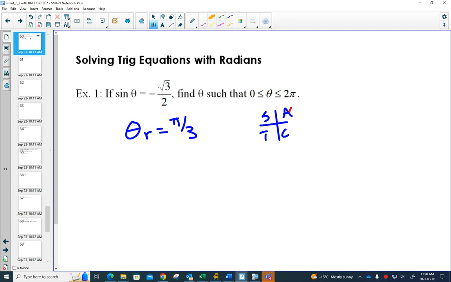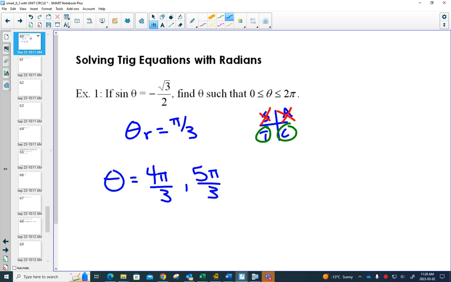CAST rule works exactly the same as before. Sine is negative, so it can't be in quadrant 1 or quadrant 2. It has to be in quadrant 3 and quadrant 4. Then writing your answer, again going to your pi plate, what's your pi over 3 family in quadrant 3? What's your pi over 3 family in quadrant 4? And we're done. It's a lot quicker than what we had before, where we'd have to draw all the triangles, figure out our reference angle, and do pi plus our reference angle and 2 pi minus our reference angle. We can get that all quickly from our pi plate.